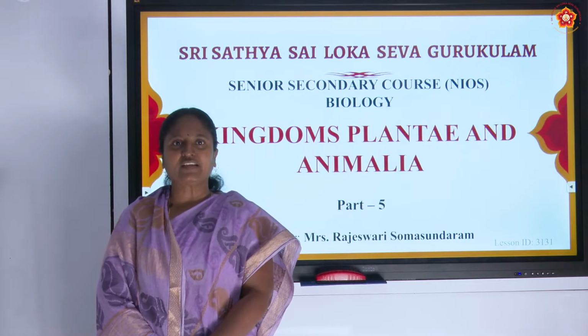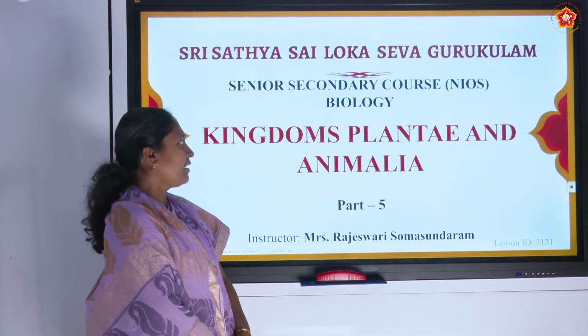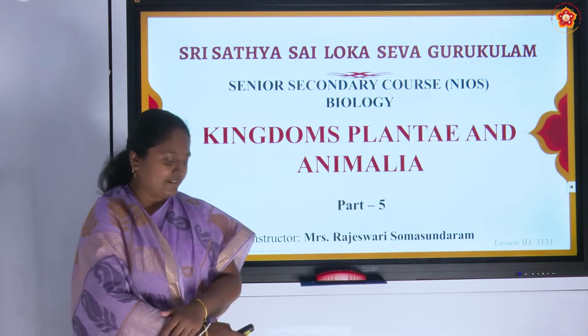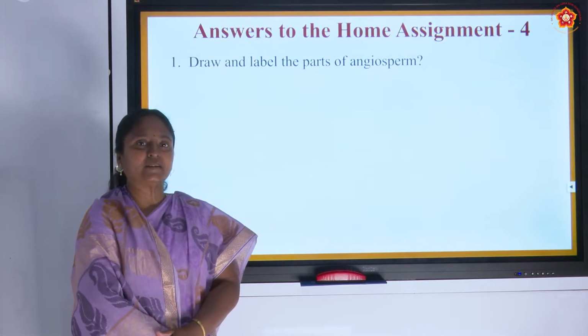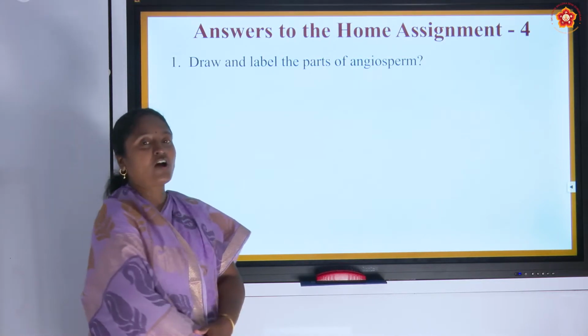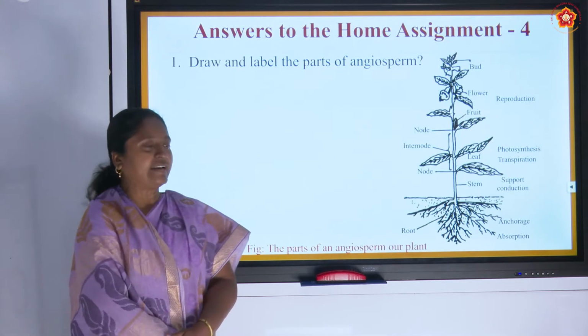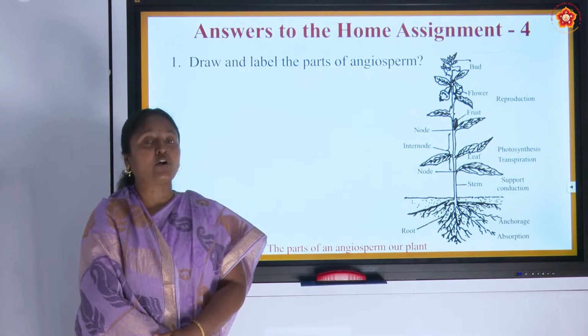Today we are going to see the continuation of the class Kingdom Animalia and Plantae. In that we will first see the home assignment for the previous assessment. The first question asked was to draw and label the parts of the angiosperm. We have already studied the underground part and also the above ground part.